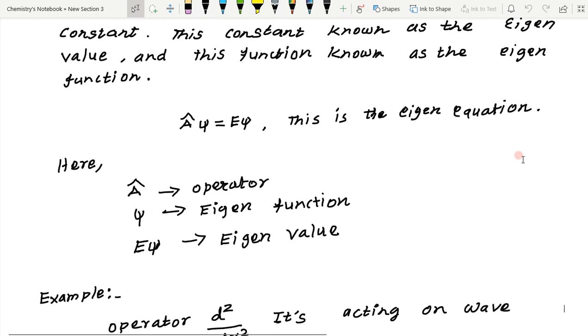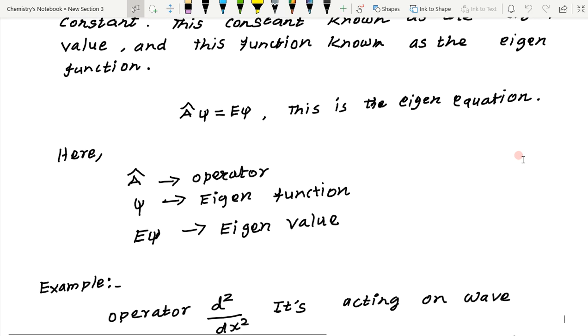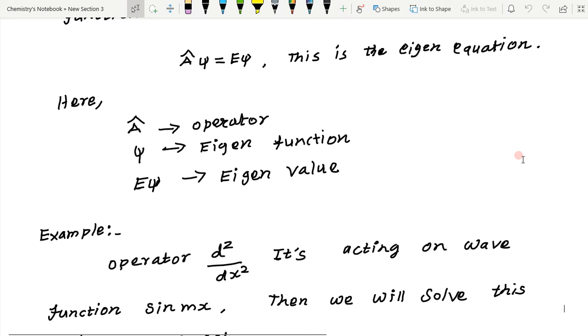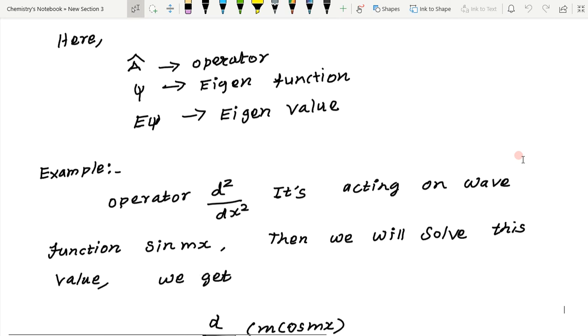Here, operator A psi equals E psi, this is the eigen equation. Here operator A is the operator, psi is the eigenfunction, and E is the eigenvalue.